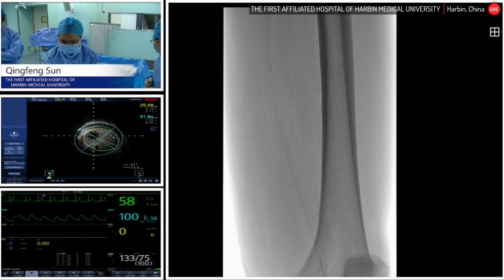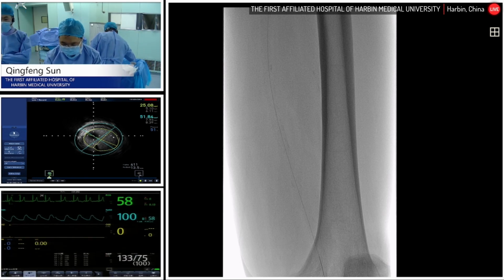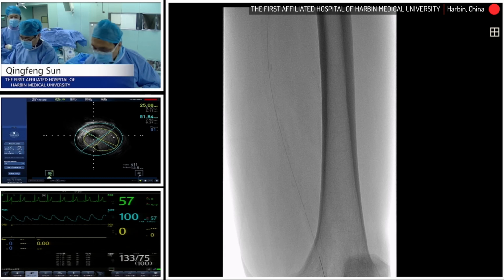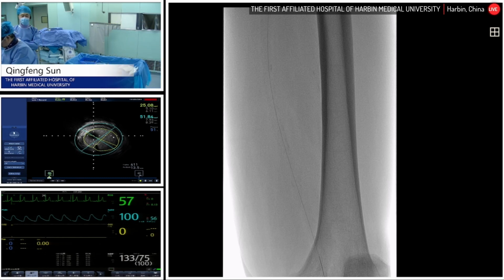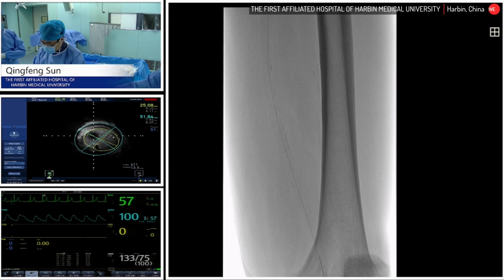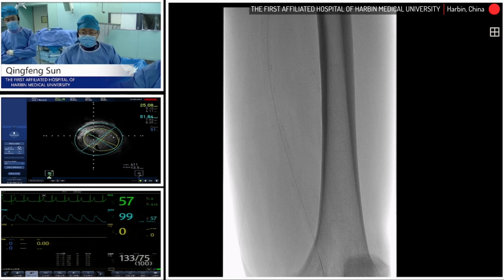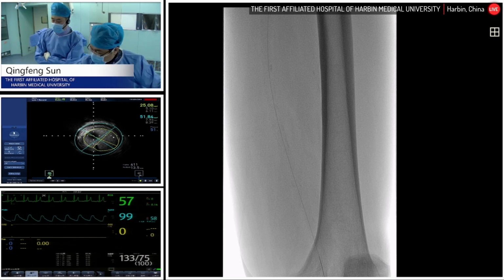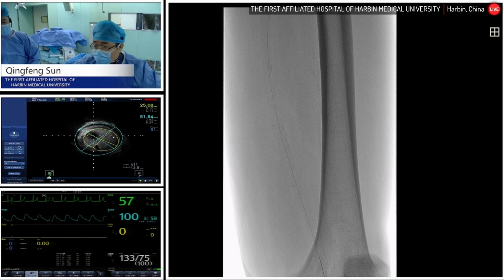So we are preparing for the pressure measurement. Dr. Sun wanted to decide if there are any differences between distal and proximal blood pressure. How much difference do you think qualifies for intervention? 20 millimeters. Okay, 20. So we'll see. Fingers crossed. I hope we don't have to place any stent inside. Okay. I got the wire.